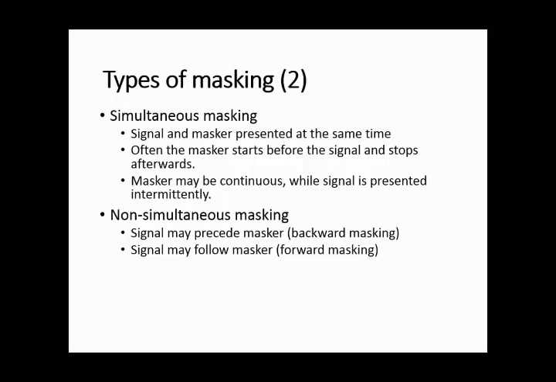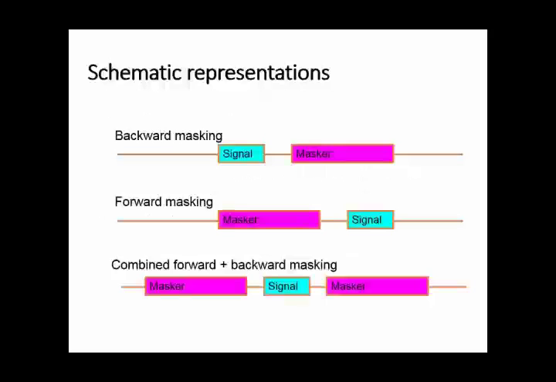So simultaneous masking is the one that we usually have, namely the tone and the masker are happening at the same time. But they can also be non-simultaneous. The signal can precede the masker, or the signal can follow the masker. So both of these lead to masking. One is called backward masking, one is called forward masking.